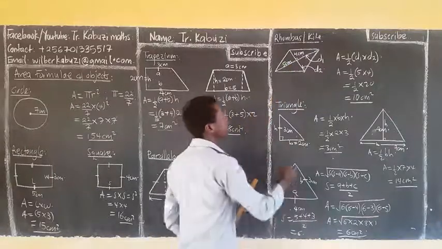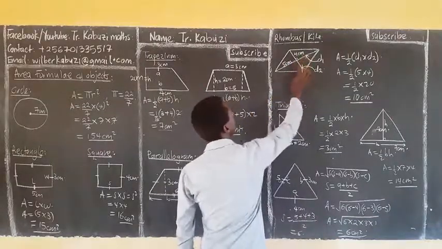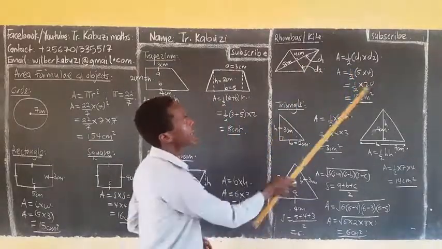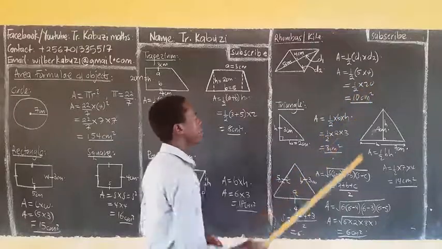And always, this one is equal to this, and this is equal to that. So then, putting in the formula, this would be 20, half of 20, you get 10.